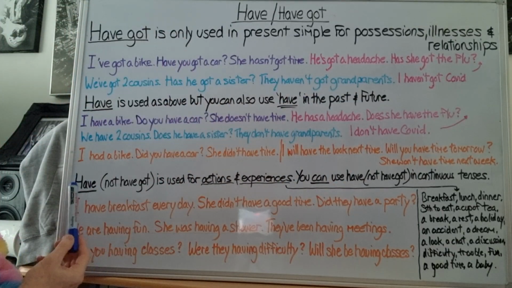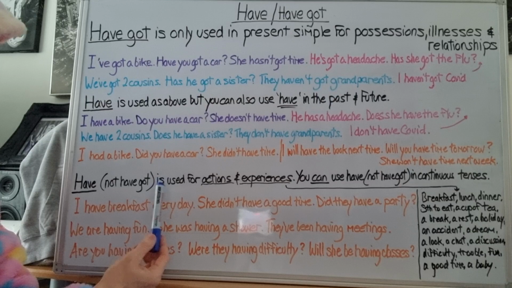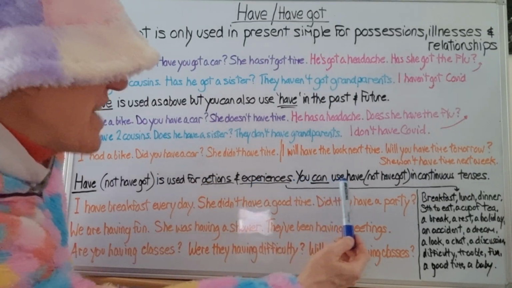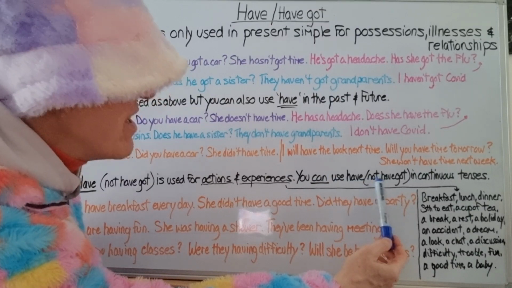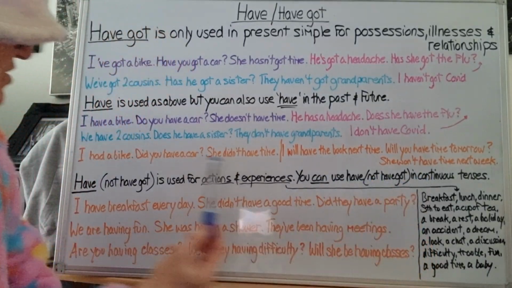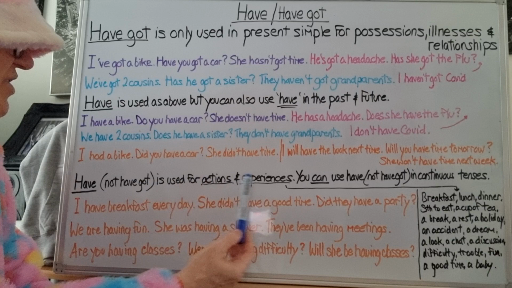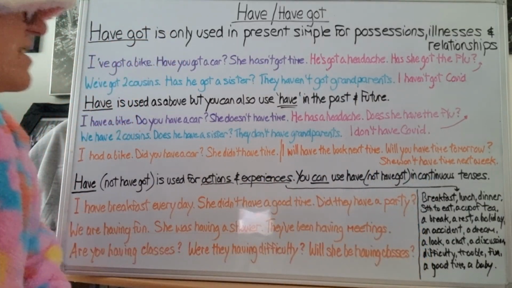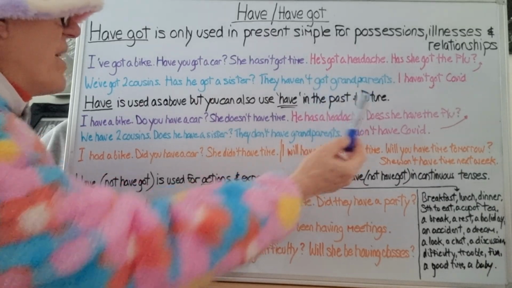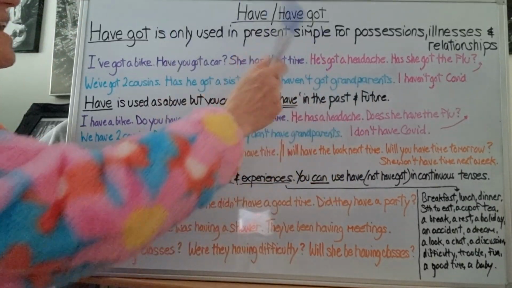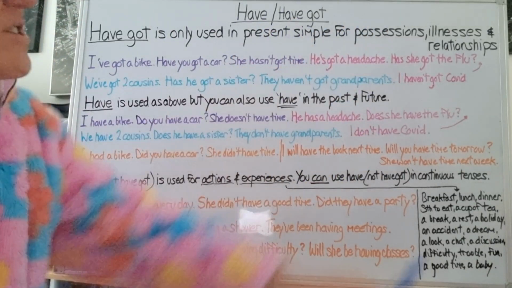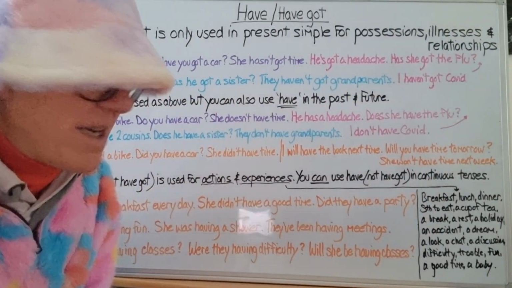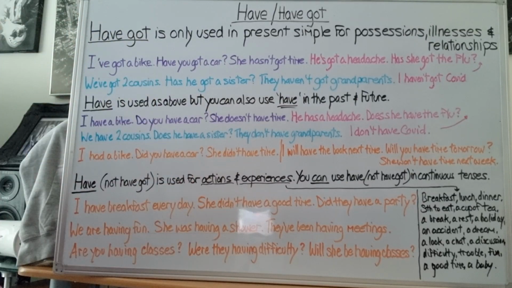Now, have, not have got, is used for actions and experiences. And you can use have, not have got, in continuous tenses. So look, you cannot use have got for actions and experiences. You cannot use have got for continuous tenses. You cannot use have got for past and future. You can only use have got for present simple, for possessions, illnesses, and relationships, and probably a few other exceptions here and there. Okay, let's have a look.